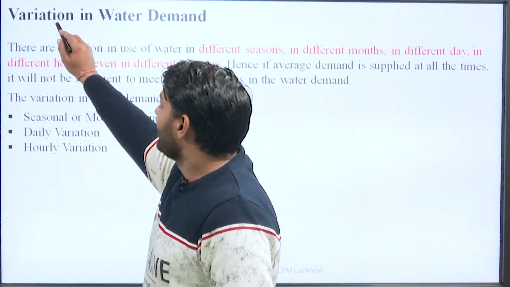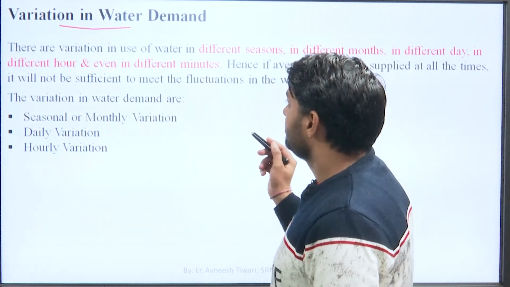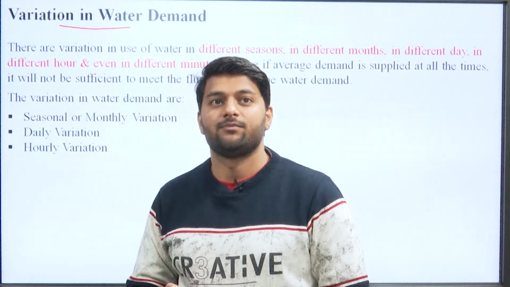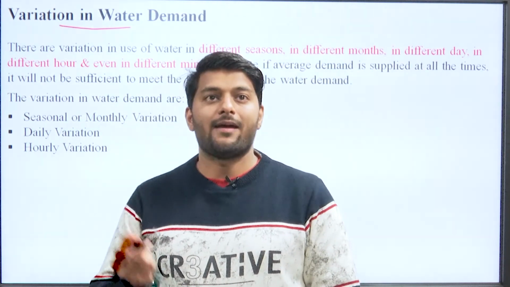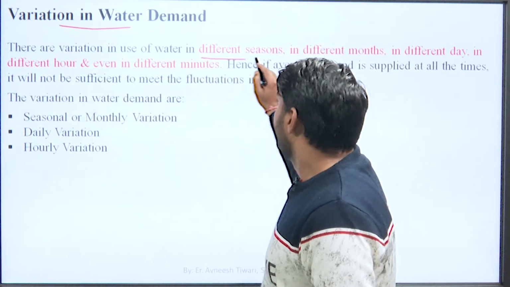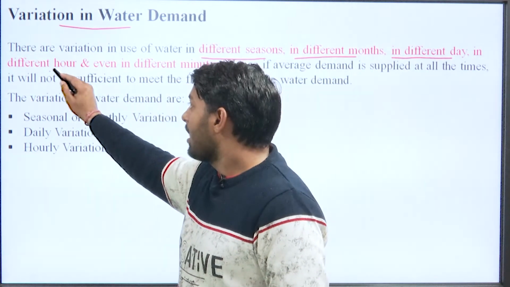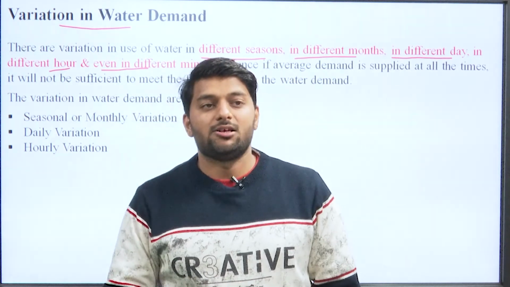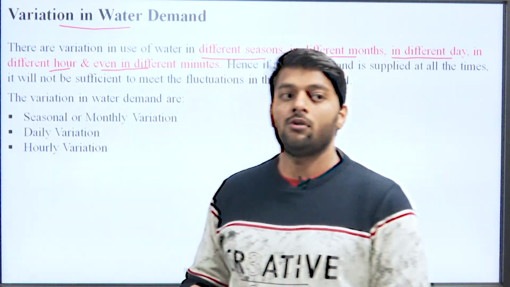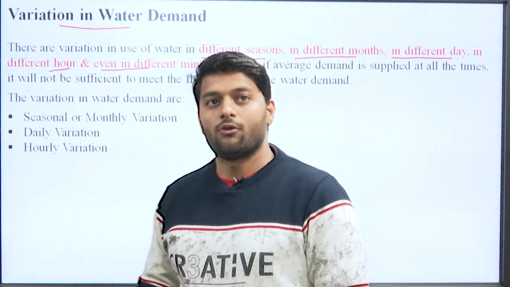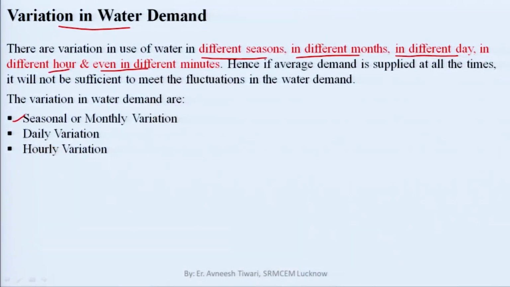Next one is variation in water demand. In this we are going to study how the demand varies. Basically, water demand will not be constant, it will vary in different seasons, different months, different days, different hours. We can even say that there is variation in different minutes. So this can be grouped into the following 3 parts. First one is seasonal variation, second one is daily, and third one is hourly variation.